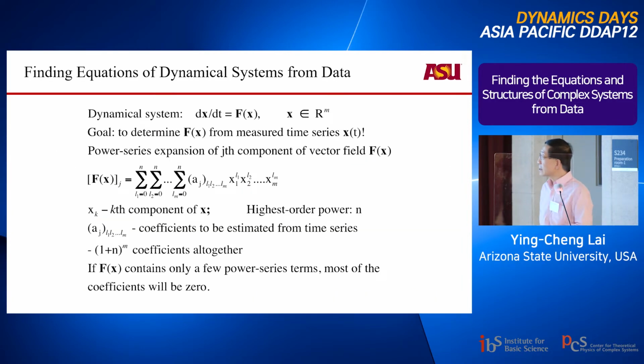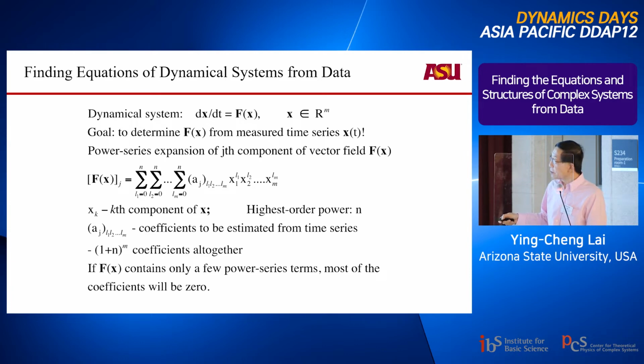Now, let me briefly discuss how we find equations of dynamical systems from data only. Suppose we don't know the equation, but suppose the underlying dynamical system is given by this standard form. Our goal is to determine f(x), which is a vector, from the measured time series x(t). So we just do a power series expansion of the components of this vector. Let's say the j-th component of this velocity field, you just expand in terms of a bunch of power series up to order n, okay? And x_k is the k-th component of x, and the highest order power is n. Then these are the coefficients to be estimated from the time series.